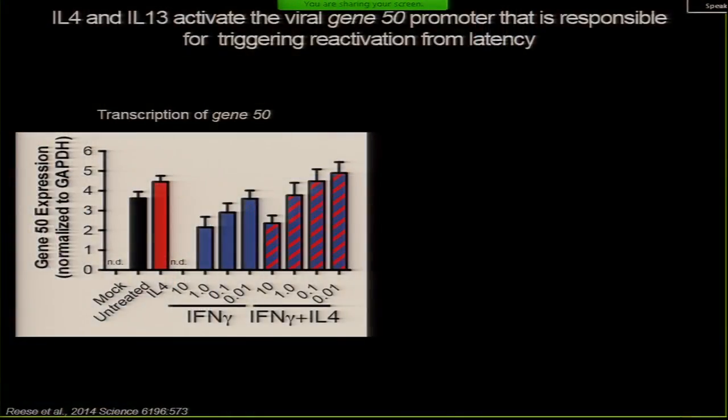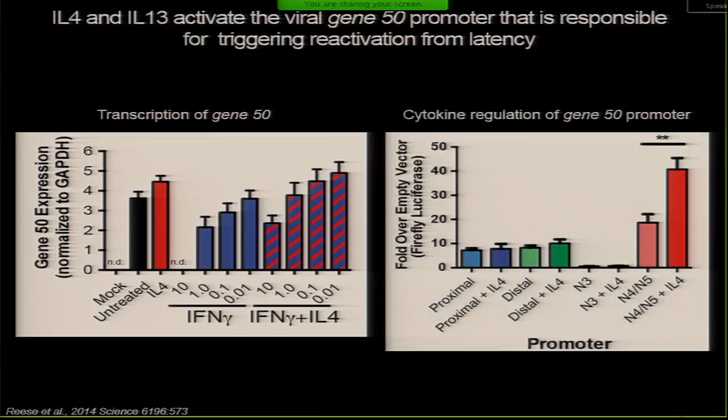And so if you take the reactivation gene called gene 50 of the virus, and you give interferon gamma, you can turn it off. So gamma blocks reactivation. But if you give interleukin-4, which is induced by the worm, you can actually reverse it. And it turns out that this promoter for this gene actually has 5 different promoters, and that one of them is responsive to interleukin-4, the same one's responsive to interferon gamma. So the virus has evolved to sense these two cytokines and to sense the competition between them, and that's how it's controlling reactivation. Actually makes sense.